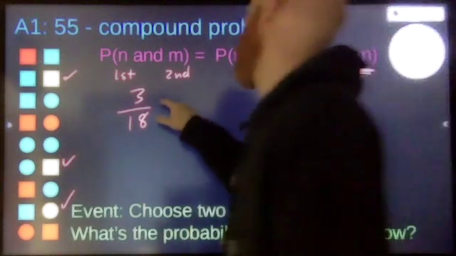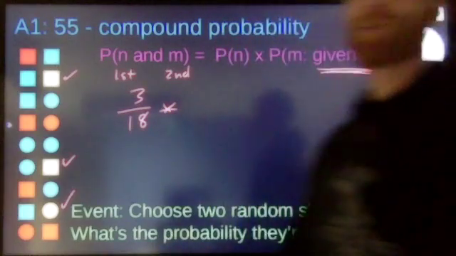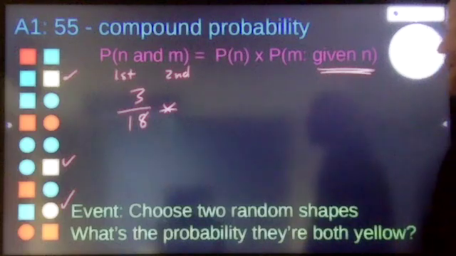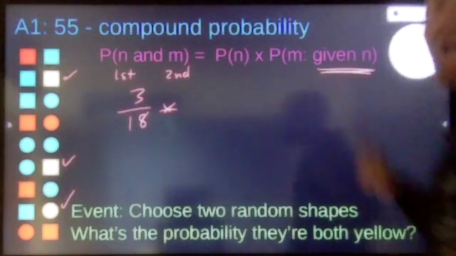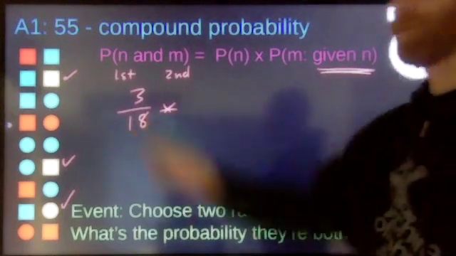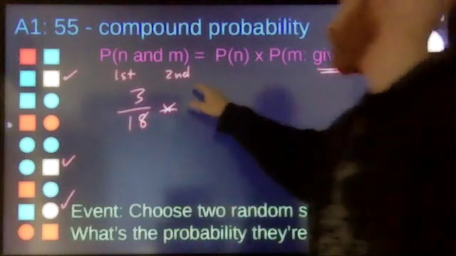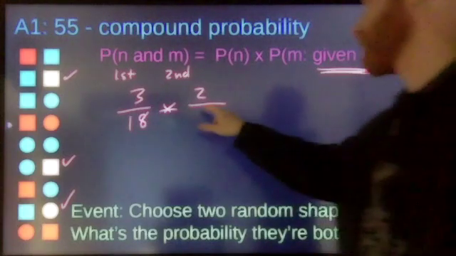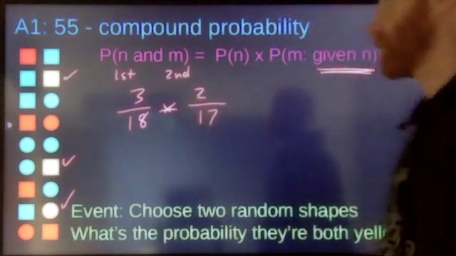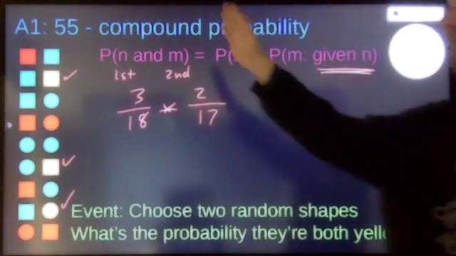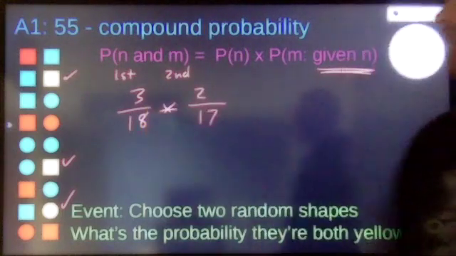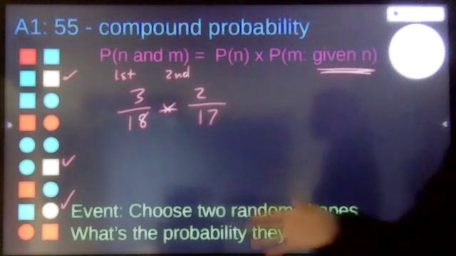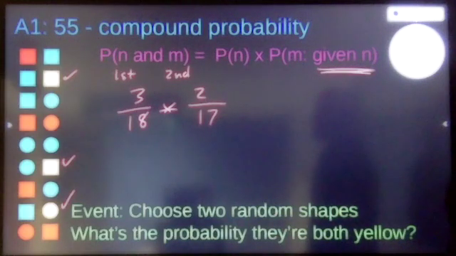Now, when we're calculating the probability for the second shape, we're going to assume that we already took a shape, and we're going to assume that we already took a yellow shape. So we took one of the yellow shapes out. Now, how many favorable outcomes are left? Only 2. How many total shapes were left? 17, because we took one of them out. Okay? So probability that the first shape is yellow times probability that the second shape is yellow, given we already took the first one out.